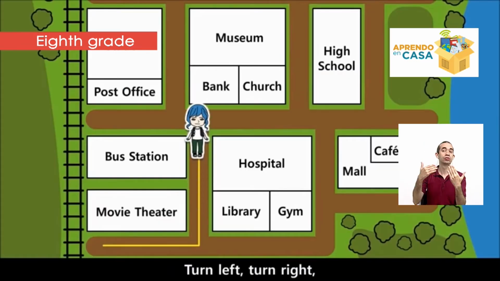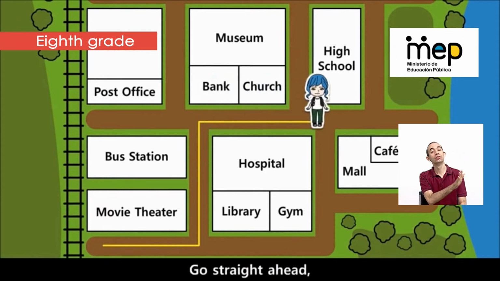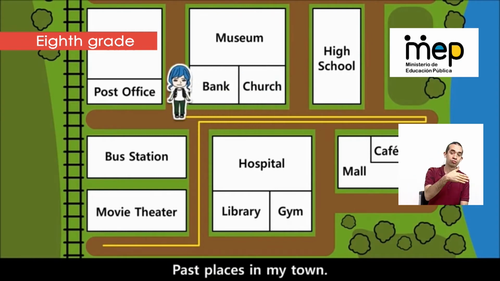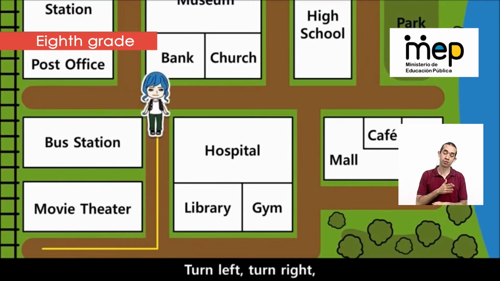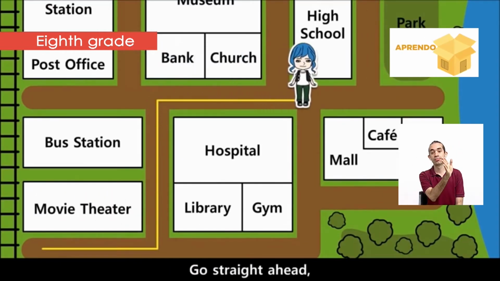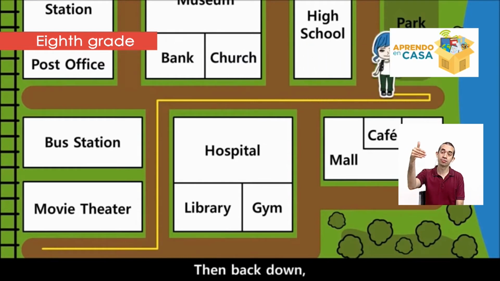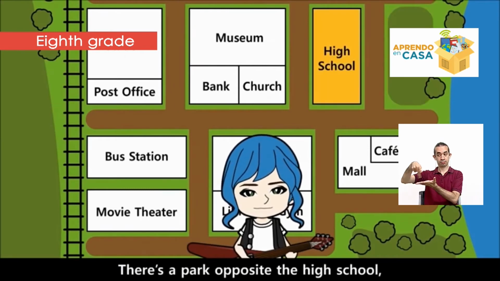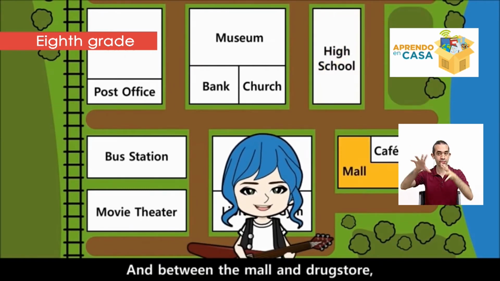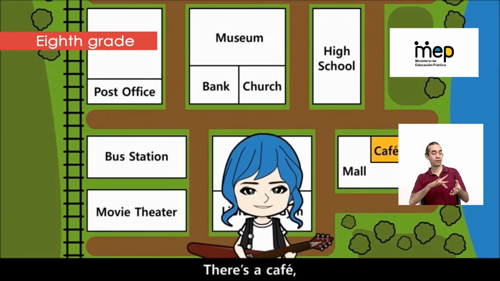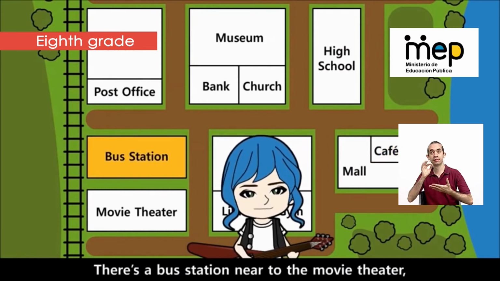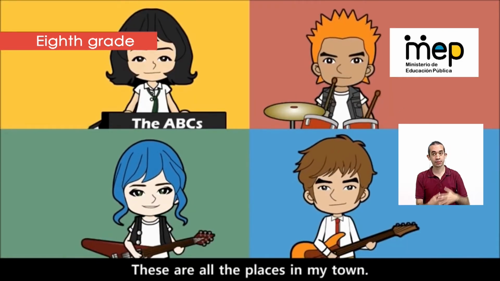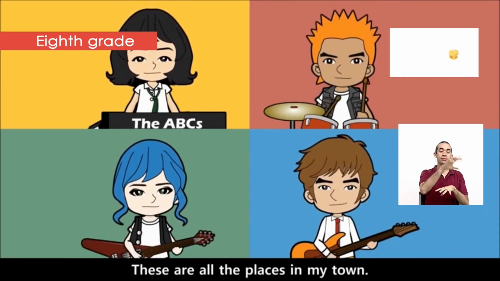Turn left, turn right. Go straight ahead. Up the street, then back down, past places in my town. There's a park opposite the high school, and between the mall and drugstore, there's a cafe. There's a bus station near to the movie theater. These are all the places in my town.